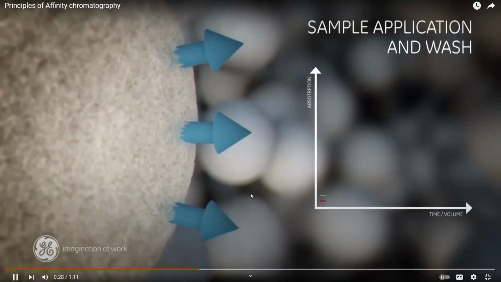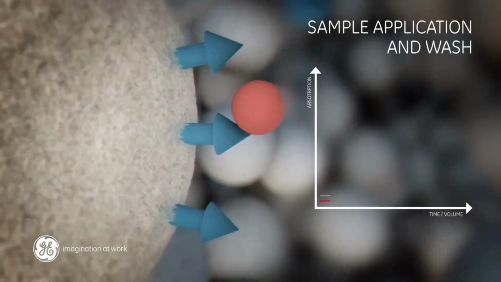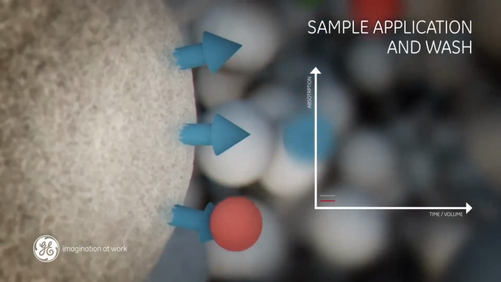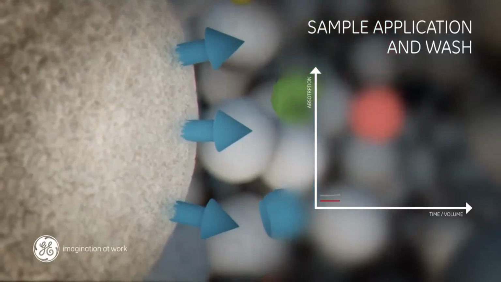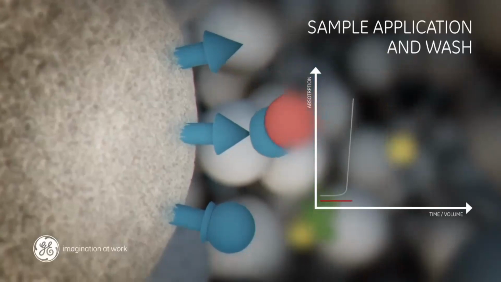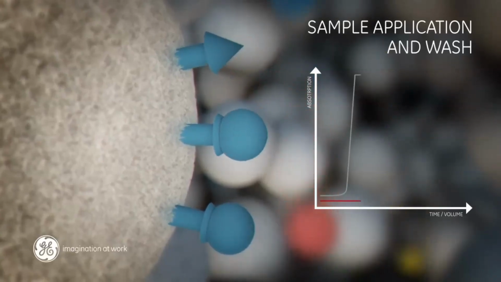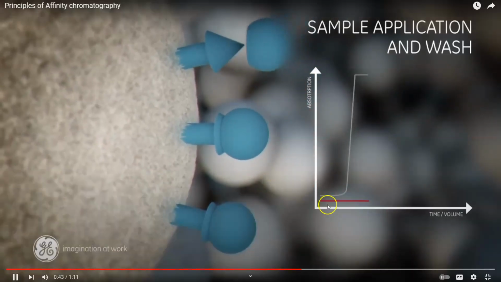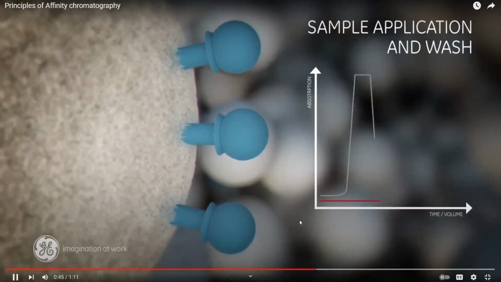The second step is sample application and wash. The goal in this step is to bind the target molecules and wash out all the rest. So the red and the green proteins don't bind, the yellow proteins don't bind, but the blue proteins do. Non-binding molecules will pass through in the flow-through during washing with binding buffer. So here's your big peak that has all of those red, green, and yellow proteins.